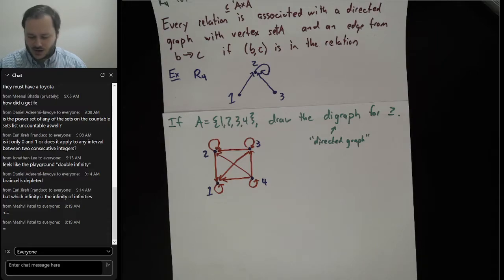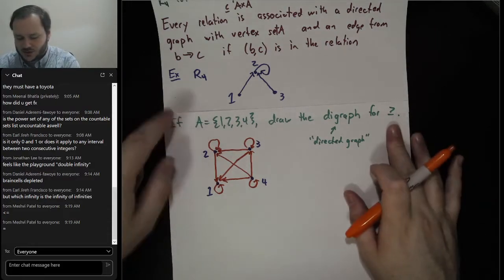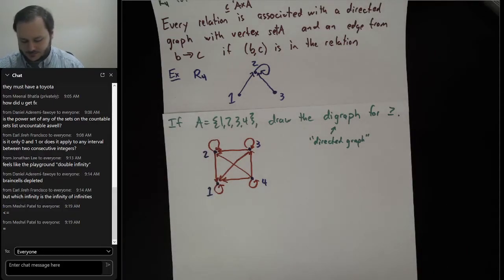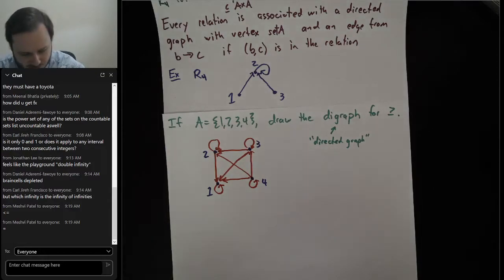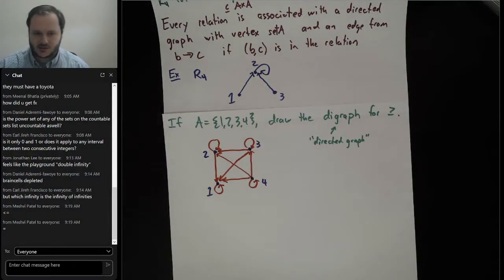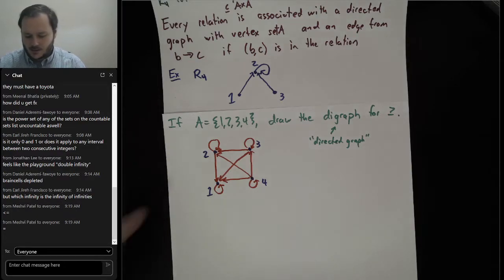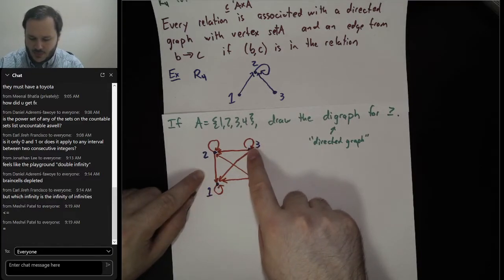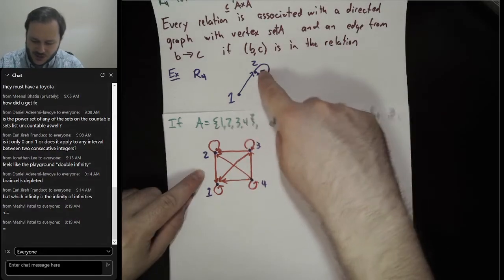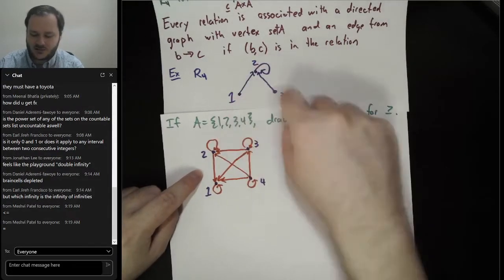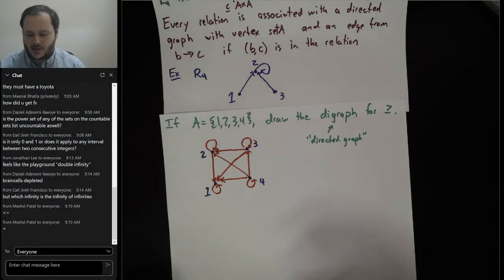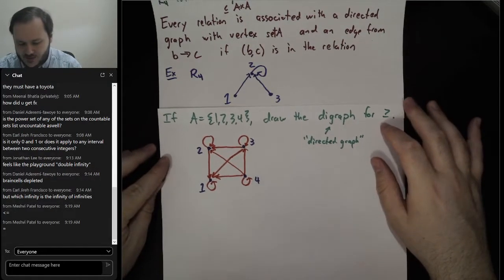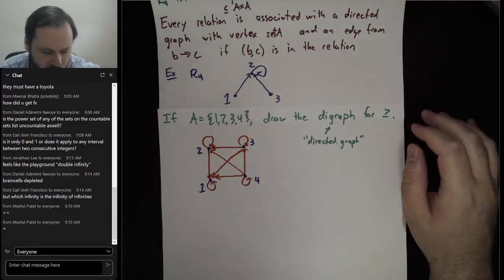There's the directed graph associated with greater than or equal to on this set. So let's talk about some properties of relations. In this relation, every vertex has a loop. In this relation, this vertex has a loop, but not every vertex has a loop. If every vertex has a loop, that relation is called reflexive.